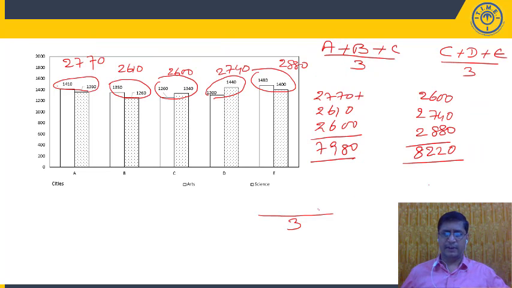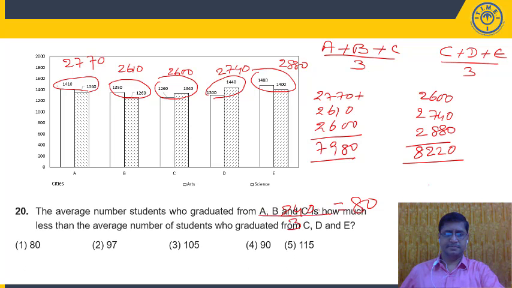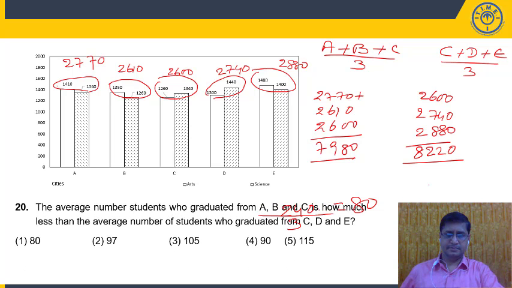If you observe the difference in the value, now what is the difference? What is the difference here? It is how much less than 8000? 20. How much more than 8000? 220. 220 plus 20, it is 240. So 240 by 3. 240 by 3, it is 80. I will write here.